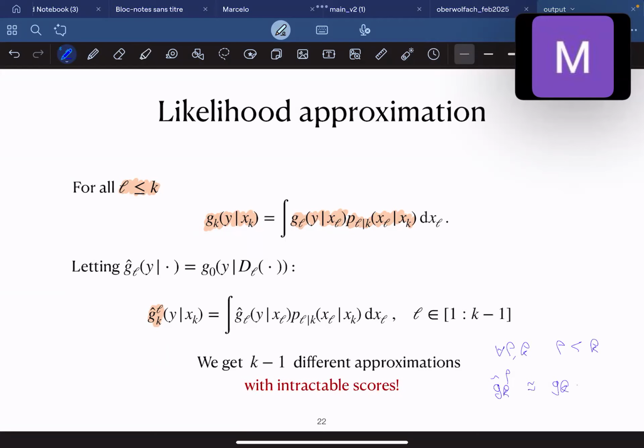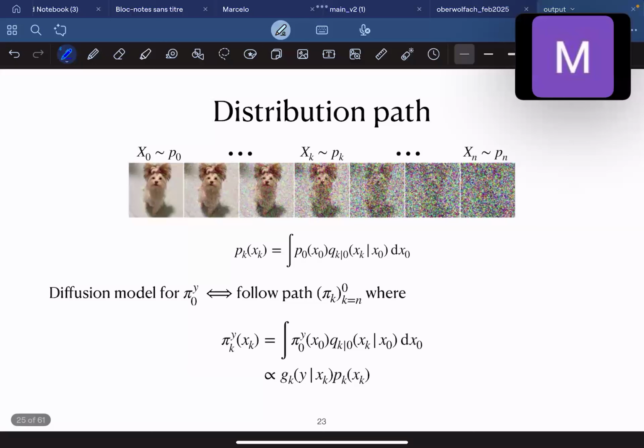Okay, so that's the second observation that I want to use, and I will combine these two observations to come up with a new sampling algorithm to sample from my posterior. So here, the sampling algorithm which I will come up with will do the following. What I will try to sample from iteratively and recursively is the sequence of marginals of the diffusion model whose initial distribution is my posterior.